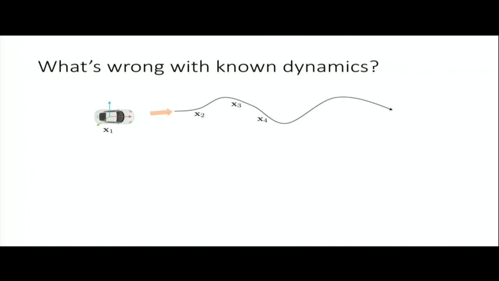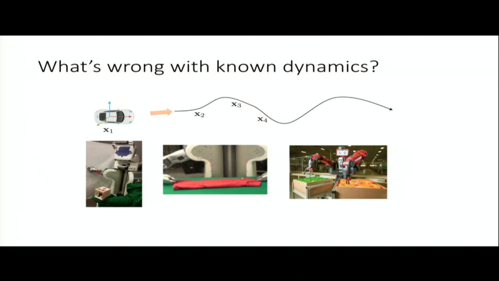All right, so we talked about what we can do with known dynamics. Now, what's wrong with known dynamics? Well, in some cases, nothing is wrong. So if you're driving your car and you have a very good kinematic model of your car, maybe that's perfectly fine. You should use your known dynamics. But there are things in the real world that defy our ability to write down very accurate analytic models.